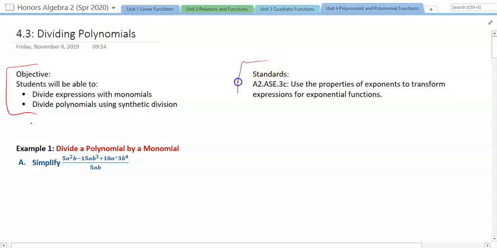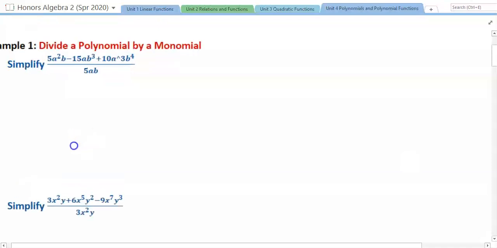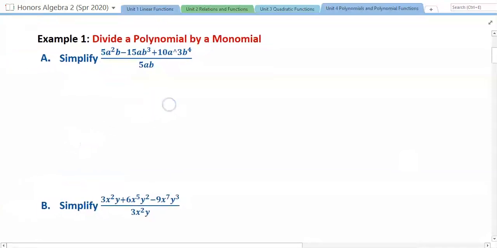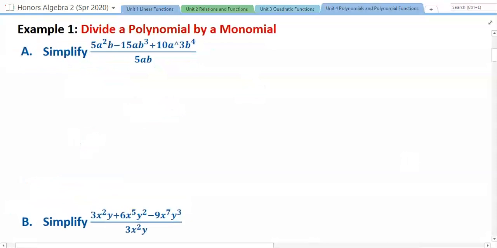And the standard that this falls under is using properties like exponents to transform expressions for exponential functions, because this will lead us into what we're going to do in Unit 5 and Unit 6 with exponential functions. Okay, so starting off here, we're going to divide a polynomial by a monomial.